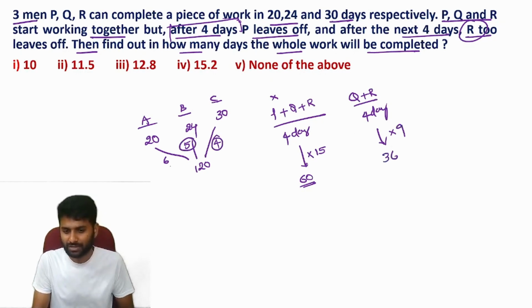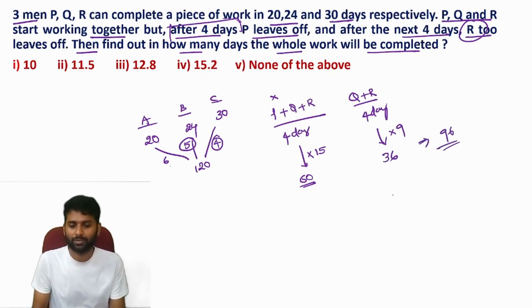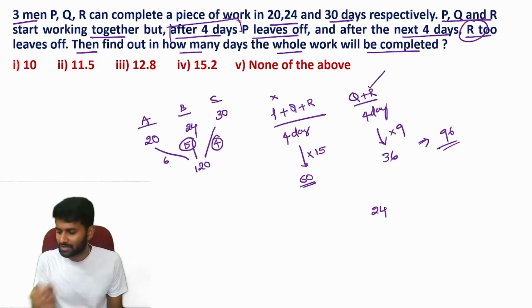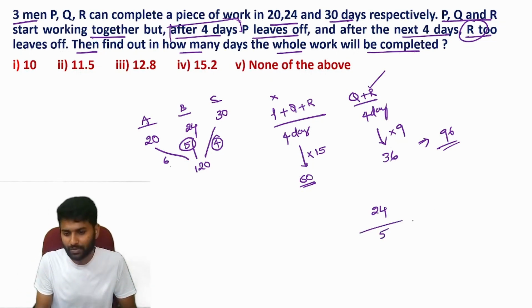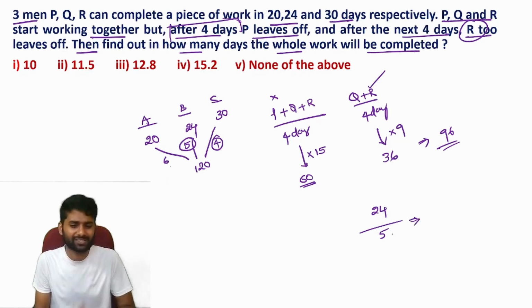9 fours are 36 units. Now till now in 8 days they have already completed 96 units. How much is the remaining work? So 24. And they clearly mention that R also leaves the work. Only Q will complete the remaining work. So what is Q's efficiency? 5 units. For 24 units, how much time does it take?